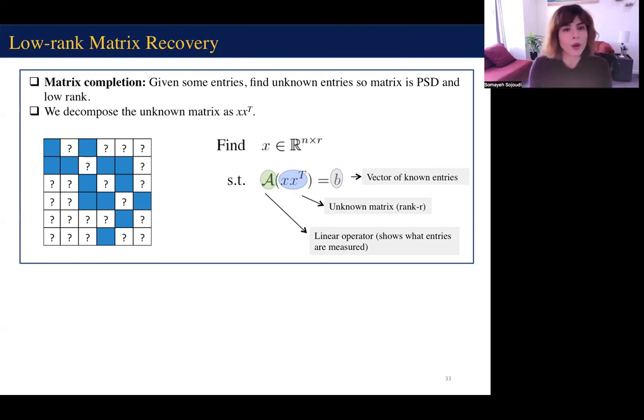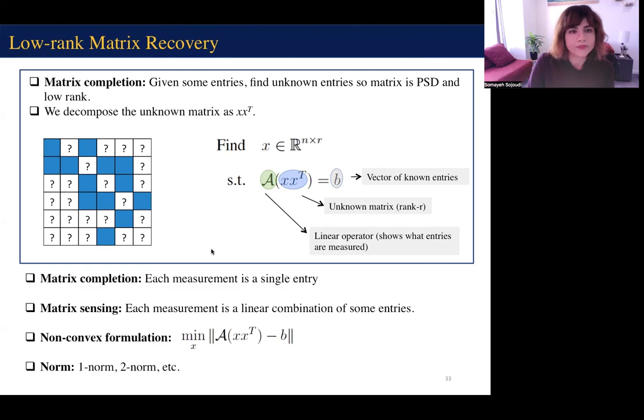So if we decompose the matrix as XX transpose, we are looking for an X such that A(XX transpose) equals B. XX transpose is the unknown matrix, B is the vector of known entries, and A shows what entries of the matrix are measured. Matrix completion is about having each measurement being a single entry, and this is a special case of matrix sensing where each measurement is a combination of some entries.